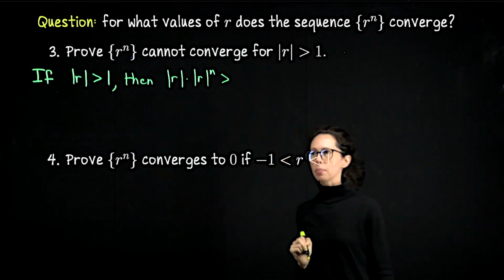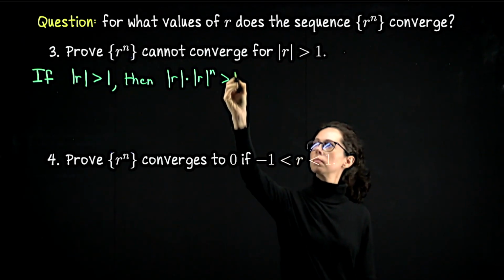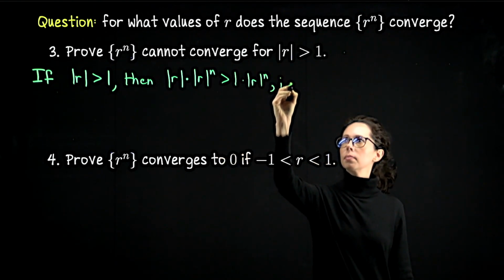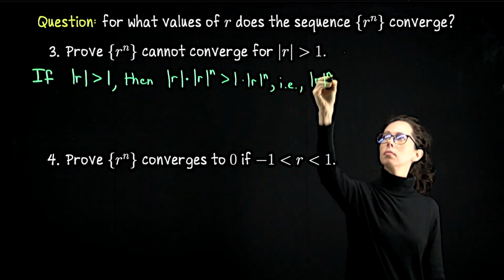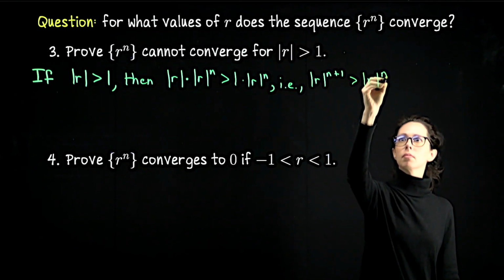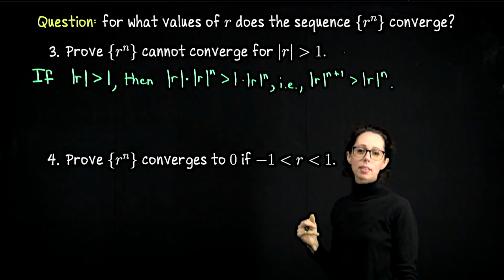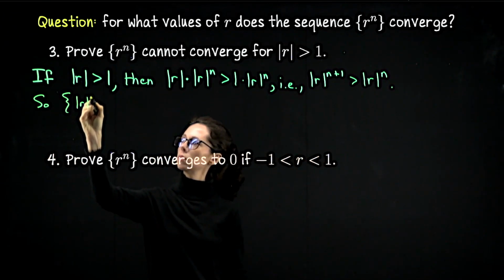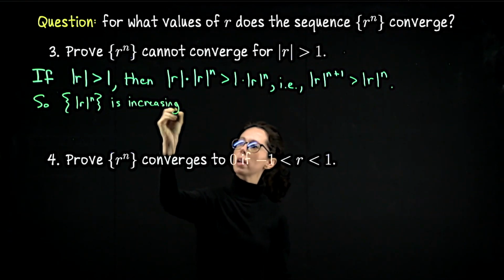So then the absolute value of r times the absolute value of r to the n is greater than 1 times the absolute value of r to the n. But if we rewrite this in a more natural way, the left side is the absolute value of r to the n plus 1, and the right-hand side is just the absolute value of r to the n. That means if I look at the absolute value of r to the n as a sequence, it's an increasing sequence. It's monotone increasing.